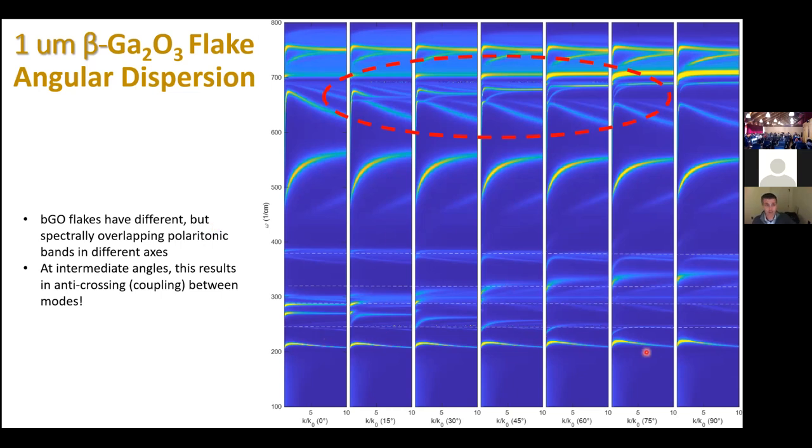And hopefully we'll be able to look at this soon in collaboration with Lukas Eng down in Dresden on the free electron laser SNOM.